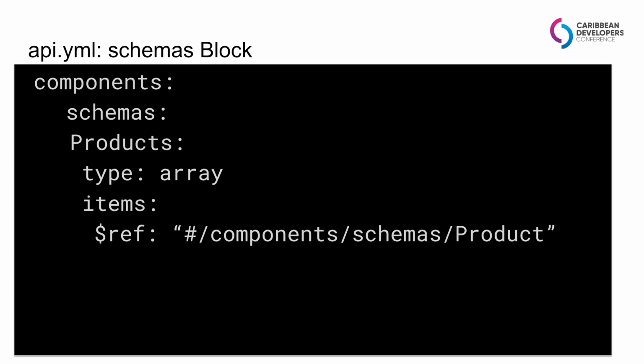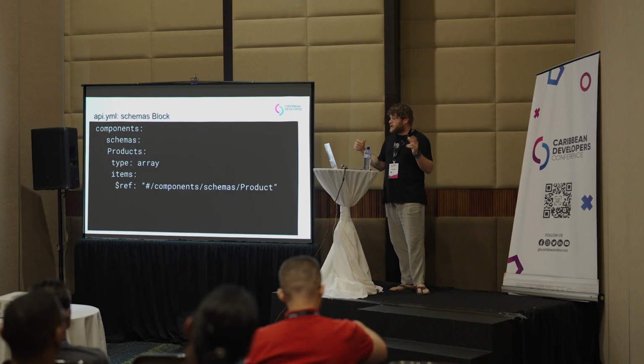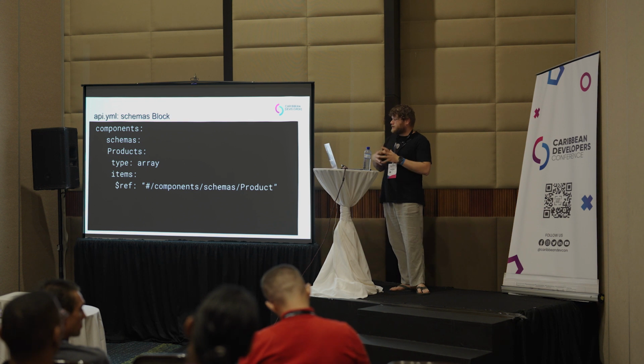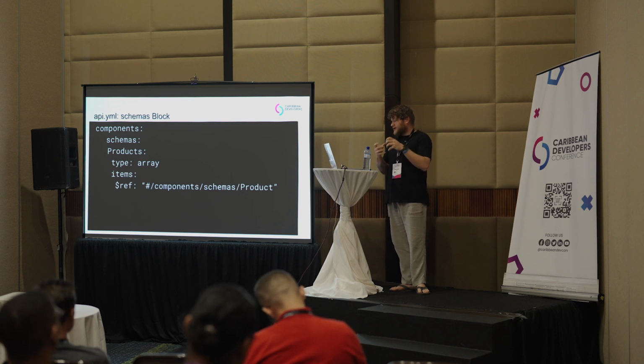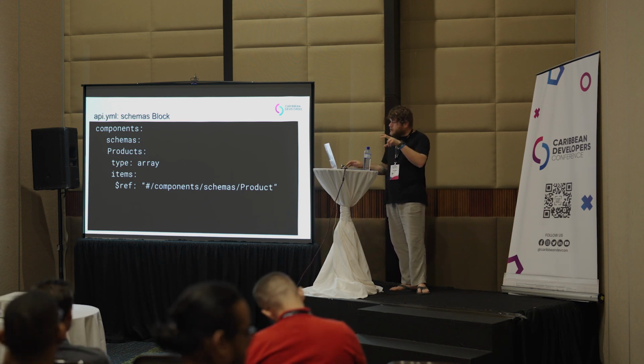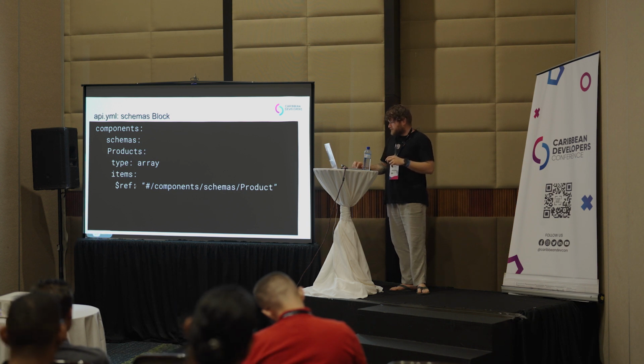So here's an example of an array. Let's say you have a products object, get fetch products that returns an array of product objects. So you can kind of build on top of the schemas using this kind of $ referencing mechanism.